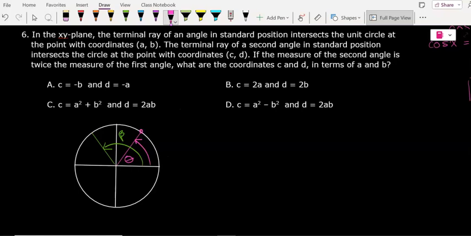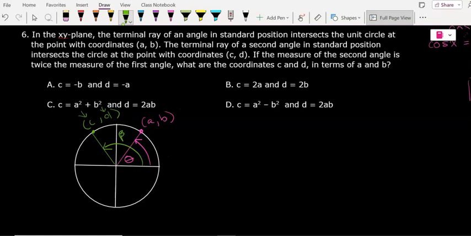And so this one right here, it says that it intersects the circle at coordinate points A, B. And this one intersects the circle at coordinate points C, D. Okay? So what we're trying to figure out is what are the coordinates for this C and D in terms of A and B. So let's just do one at a time. Look at your multiple choice answers and see what could potentially be helpful.